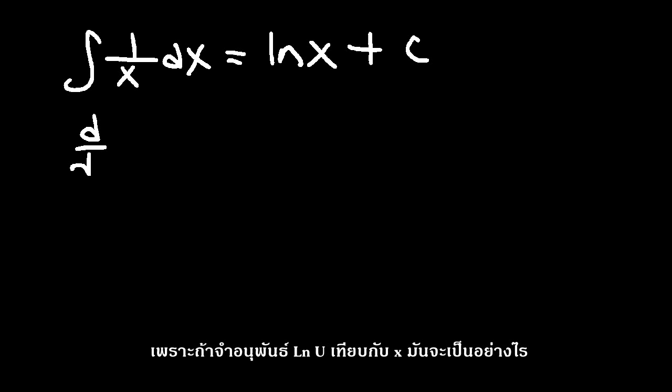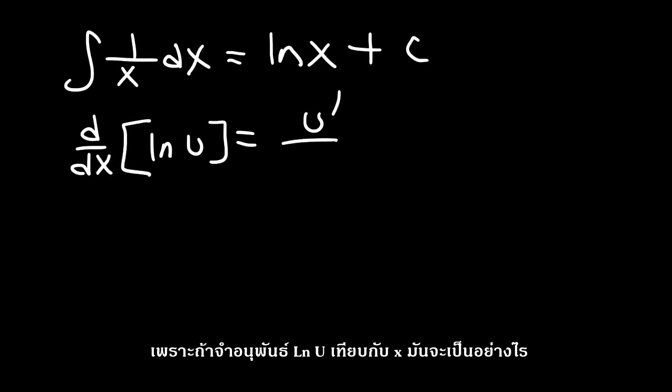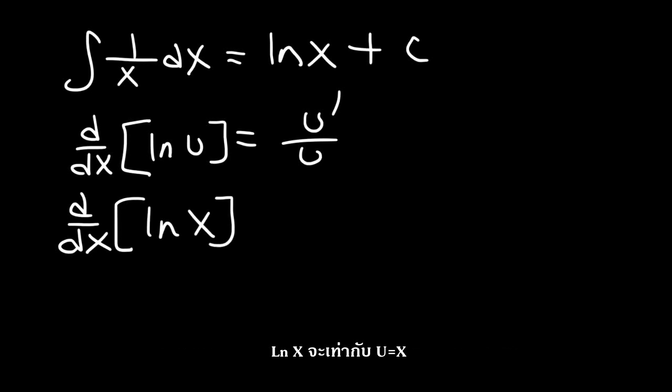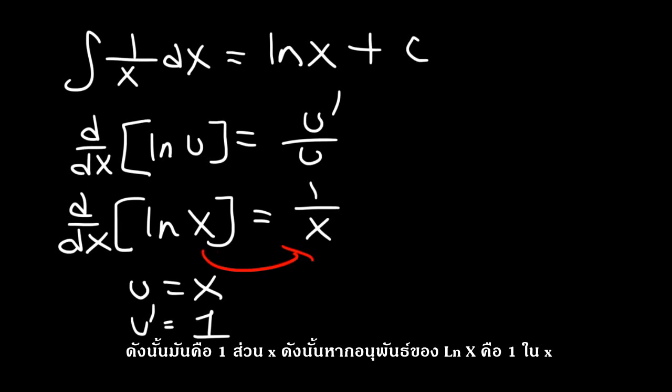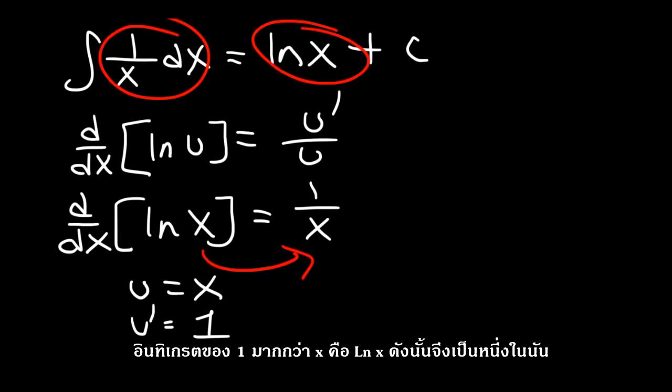You simply need to know that the antiderivative of 1 over x is ln x, because if you recall, the derivative of ln u with respect to x is going to be u prime over u. And so the derivative of ln x is going to be, if u equals x, u prime is the derivative of x, which is 1. So it's 1 over x. So if the derivative of ln x is 1 over x, the antiderivative of 1 over x is ln x. So that's one of those formulas that you need to commit to memory.